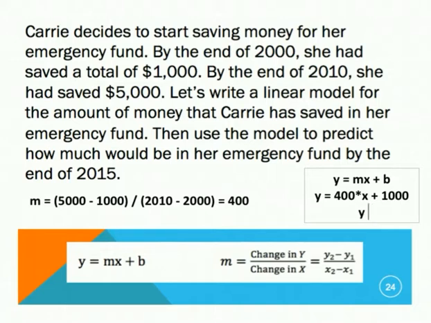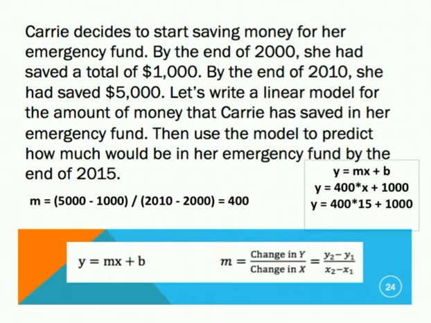So what I'm going to do is plug 15 in for my x, so I have something that looks like this. I take the $400 that she's saving every year, multiply it by the 15 years that she's saving, and then tack it onto her original savings of $1,000, and we get a total of $7,000. So she has $7,000 saved by the end of 2015.